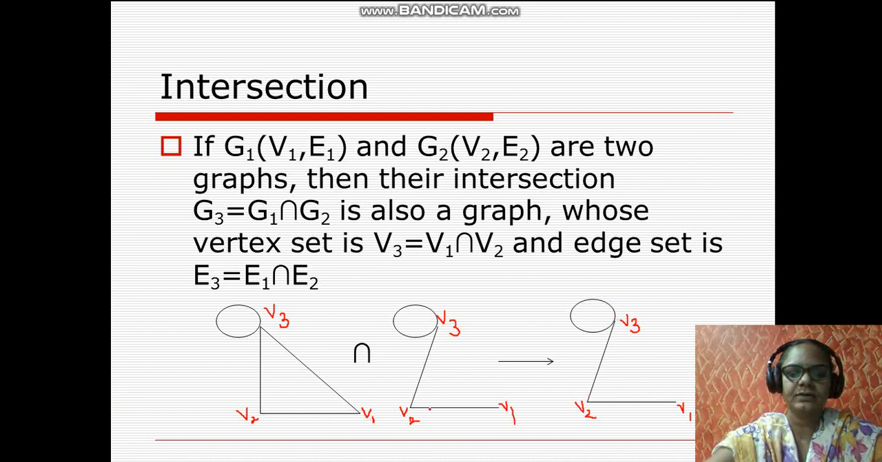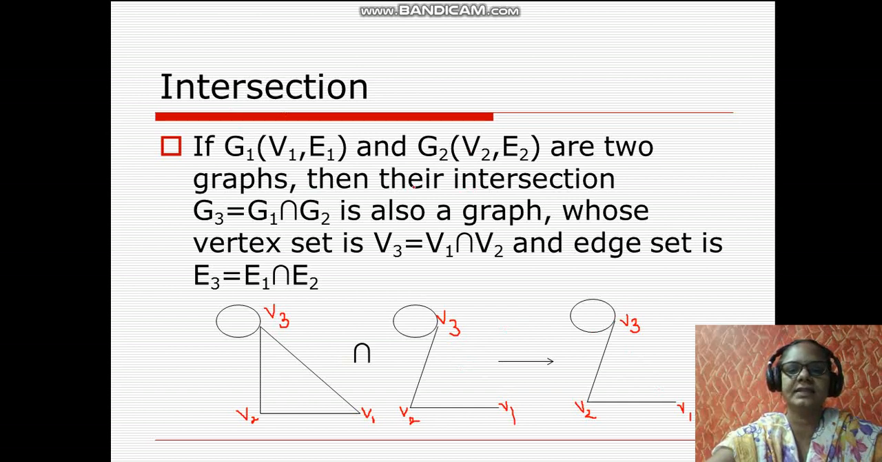V2, V1 edge, V2, V1 edge is common, so we took it out. This loop is common in both, so we took it out. But this edge V1 to V3 is missing in this, so it has not been copied. That is intersection. Intersection means common in both the graphs, the vertex and the edges.